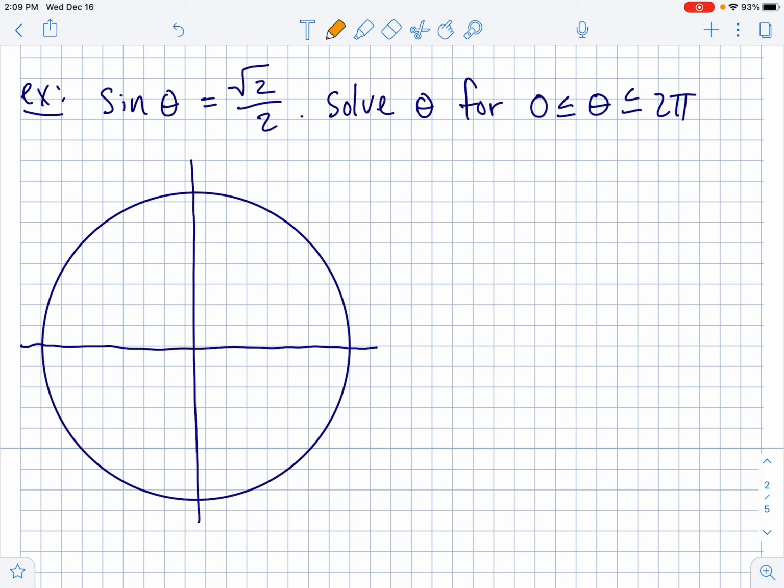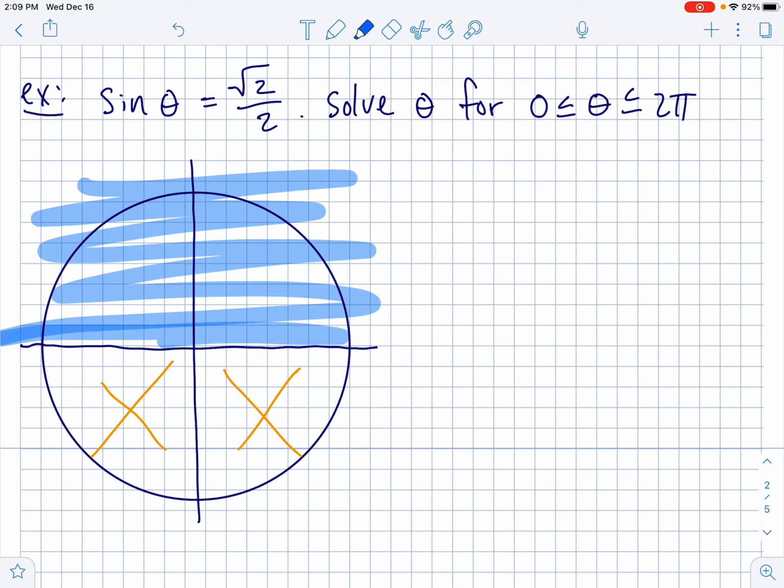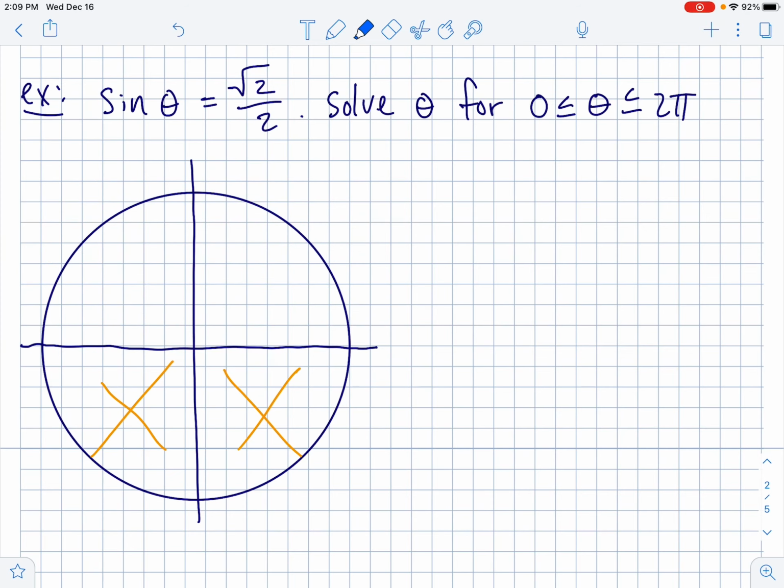So here's what your thought process should be. The fact that this involves a root 2 over 2 means that it has to involve a 45, 45, 90 triangle. The fact that sine is positive means that it can't be in this quadrant or in this quadrant because sine is only positive above the x-axis. So it has to be in one of these quadrants. Root 2 over 2 is a 45 degree reference angle. So that means it could be here, where this is root 2 over 2.